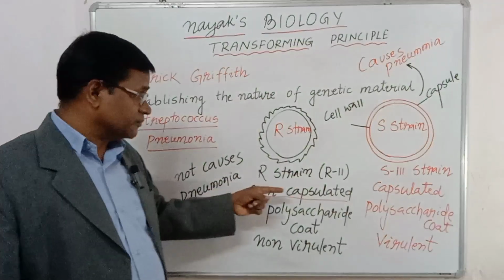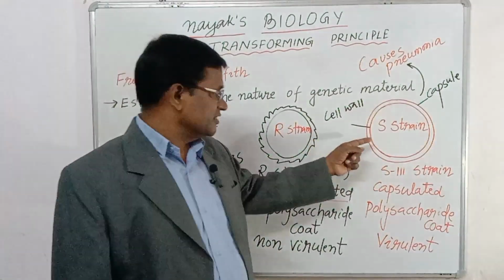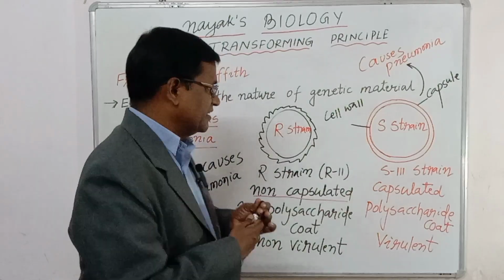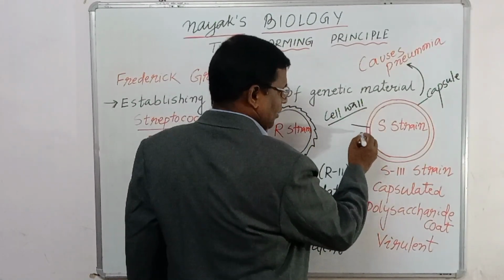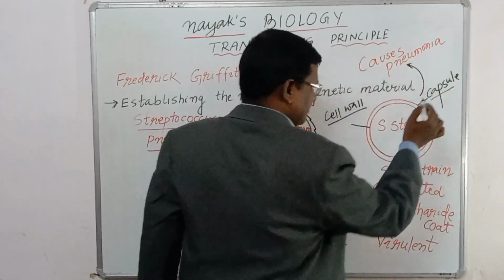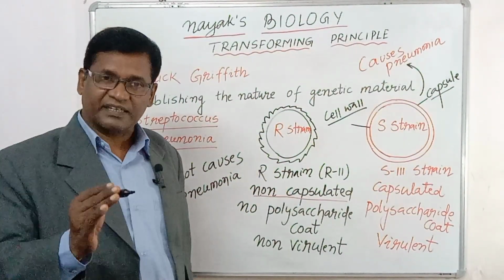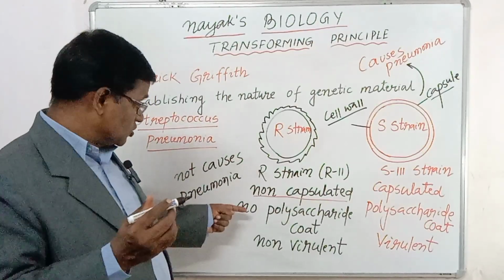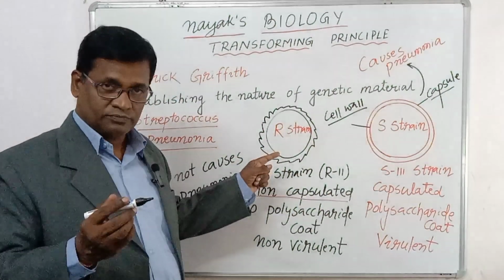And it is non-capsulated. What does it mean? Non-capsulated means if you see the bacteria, it has a cell wall. This membrane is called the cell wall. And this outer membrane is called the capsule. That means above the cell wall there is a membrane which is present in some bacteria, that is called the capsule. Non-capsulated means the R strain doesn't have that capsule.